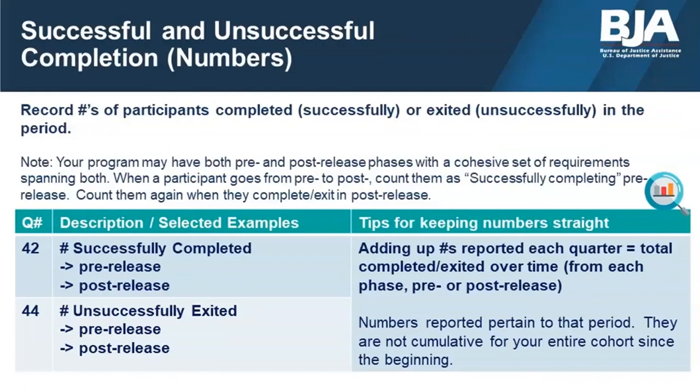When it comes to tallying participants completed or exited, keep in mind, each quarter you report just those who completed or exited that period, not cumulative numbers since the beginning of the program. Also, your program may have both pre- and post-release phases, with a cohesive set of requirements spanning both. Even so, when a participant goes from pre to post-release, count them as successfully completing the pre-release phase. You will count them again when they complete or exit in post-release.